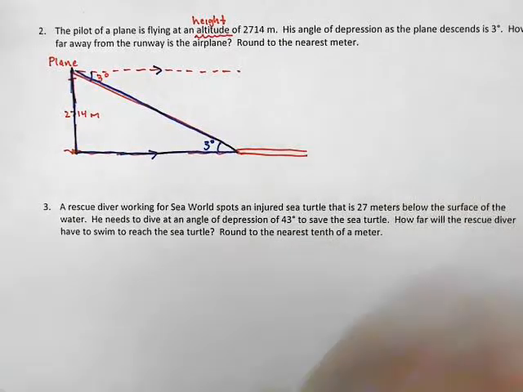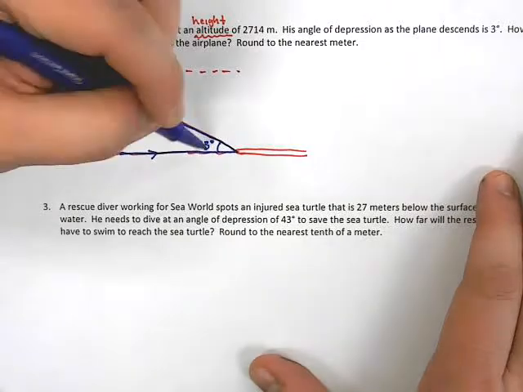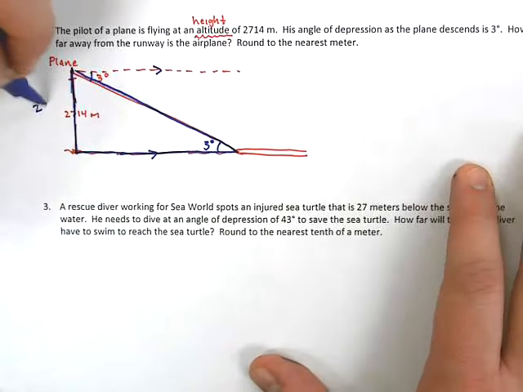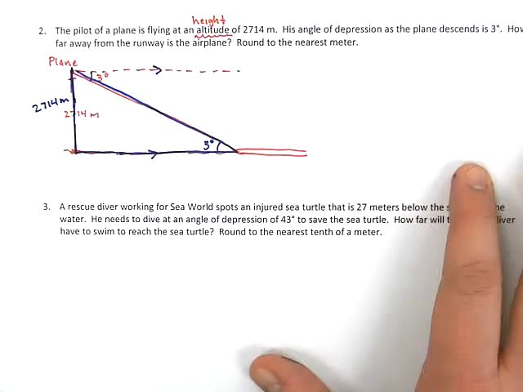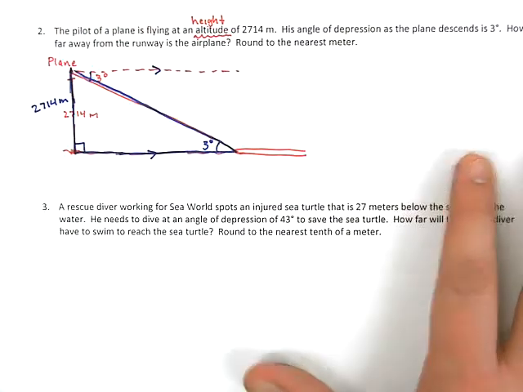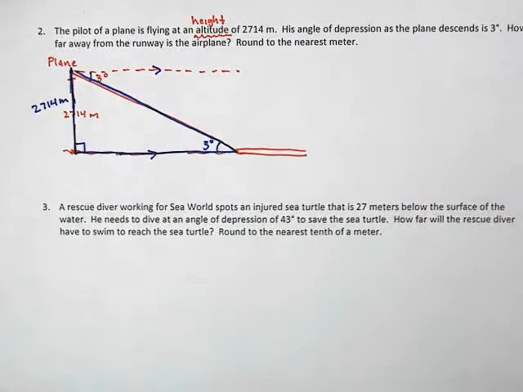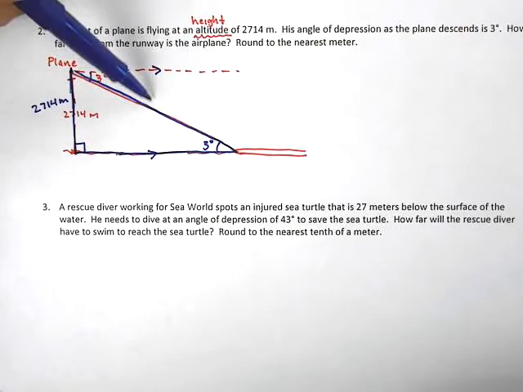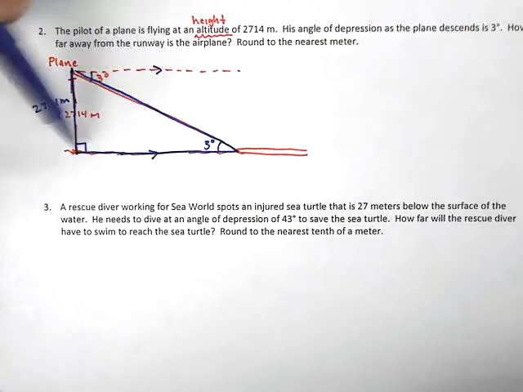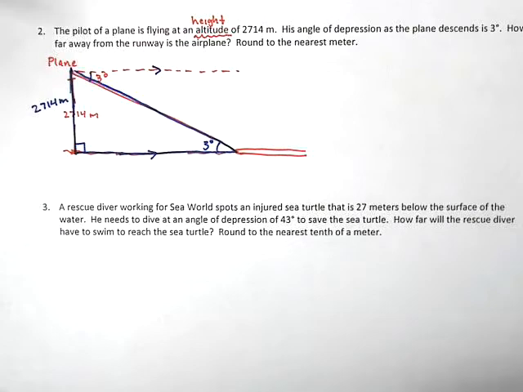So, I have my angle. I'm going to rewrite. This is 2714 meters. I know that this is a right triangle. And then I need to figure out where I'm putting my variable. Do I want to know the hypotenuse, or do I want to know the ground distance?